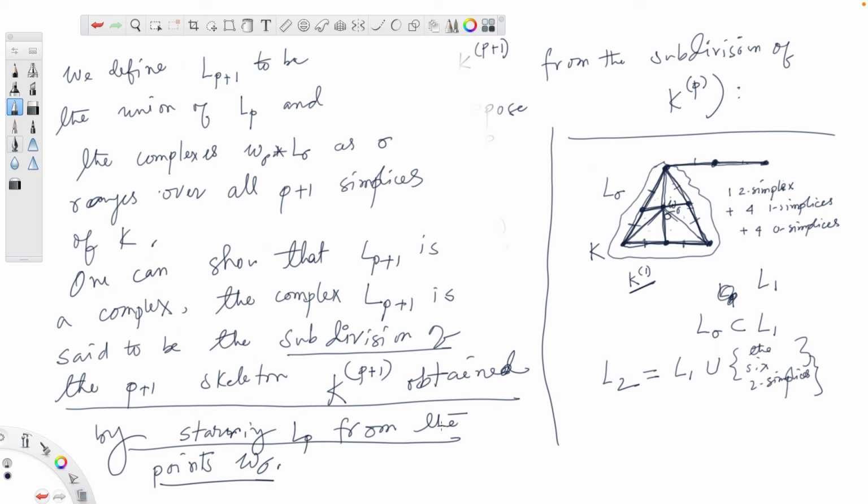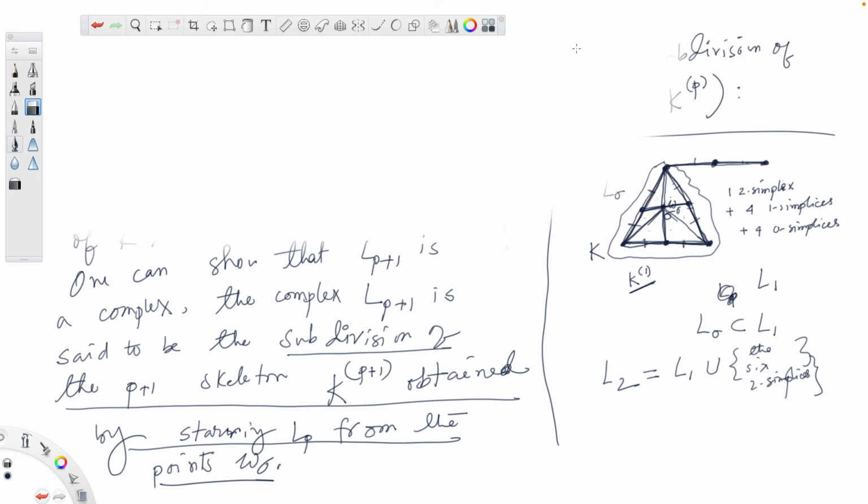Now we consider a special case when we choose this interior point to be the barycenter of the P plus 1 simplex. In the definition, we just say that this interior point can be anything inside the P plus 1 simplex. We did not put any restriction on the coordinates of this interior point, but now we are going to put a restriction on it and see a special case. All right, let me erase everything.